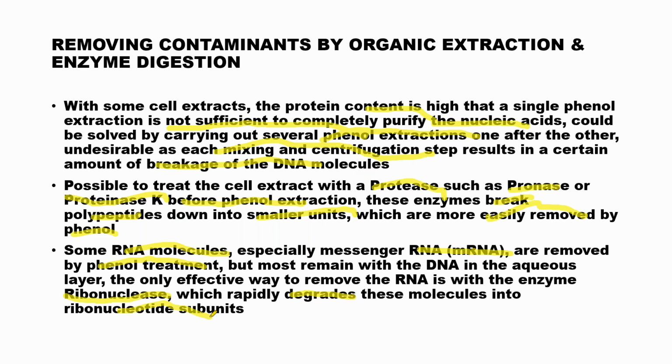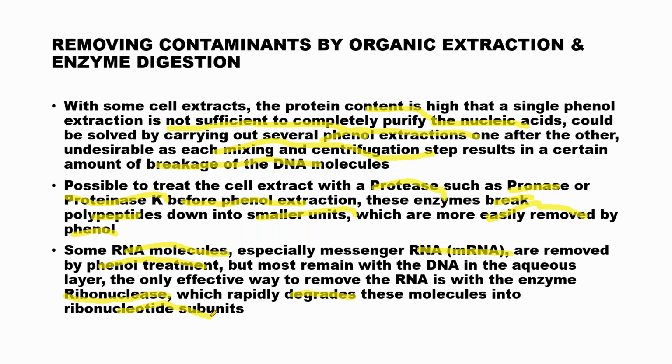other steps. Clear? So, in order to remove proteins in cells with higher protein content, we can go for a class of enzymes called protease. Examples are pronase or proteinase K, which will break the polypeptides into peptides, converting polymers into monomers, and they can be removed by further phenol treatment and centrifugation.